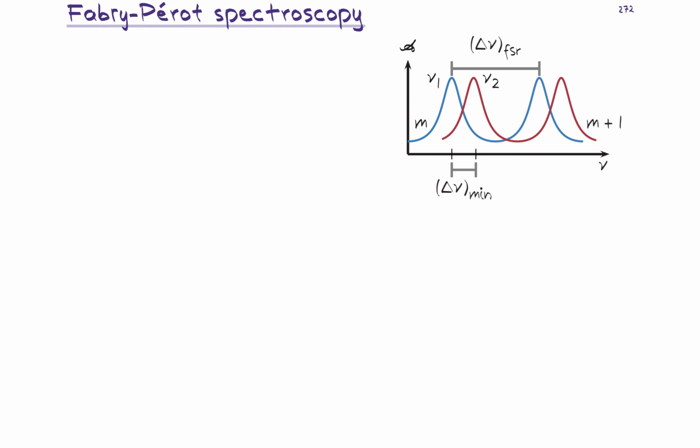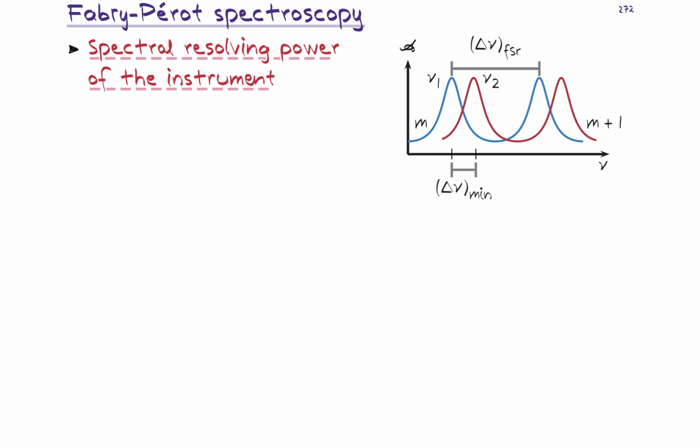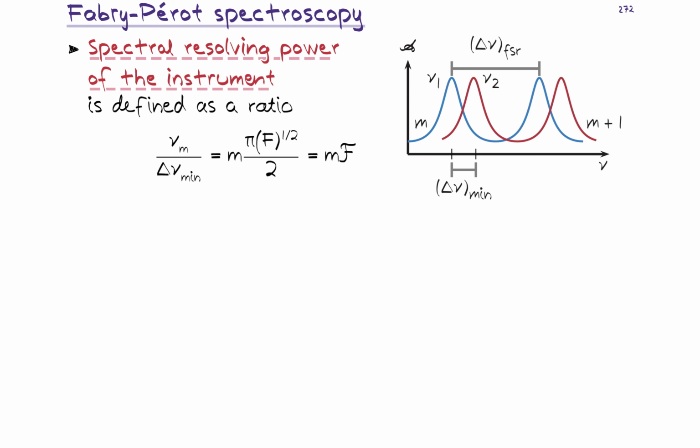And now another way of looking at it would be to define a spectral resolving power of the instrument. And this is a unitless value. So it's defined as a ratio, so that we are measuring a given frequency, nu m, and we are now calculating the ratio between nu m and the smallest possible change we can measure. And this is equal to m times pi times the square root of the finesse coefficient F divided by 2, which is essentially m times the finesse of my cavity.